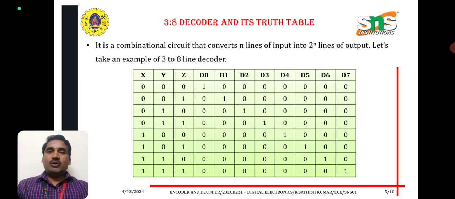When the input is 0, 0, 0, D0 is high. Input 0, 0, 1 means D1 is high. 0, 1, 0, D2 is high. 0, 1, 1, D3 is high. 1, 0, 0, D4 is high. 1, 0, 1, D5 is high. 1, 1, 0, D6 is high. 1, 1, 1, D7 will be high. This is the truth table of the 3 to 8 decoder.